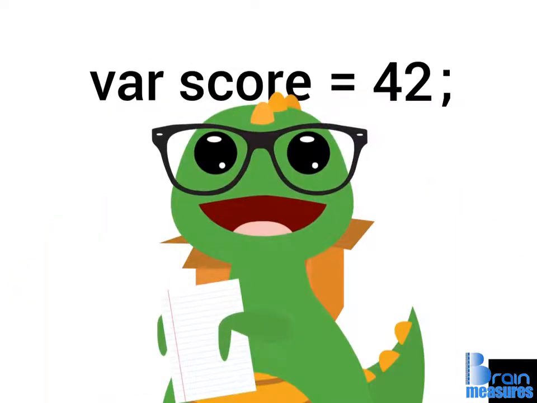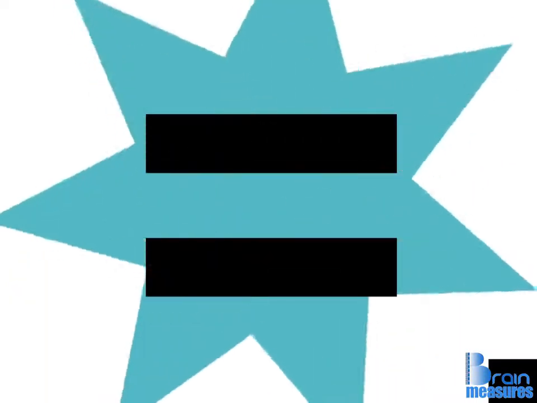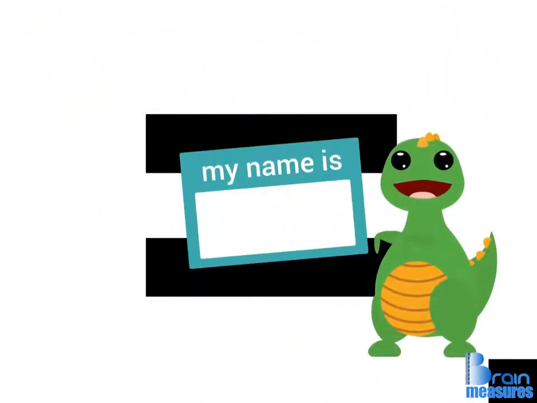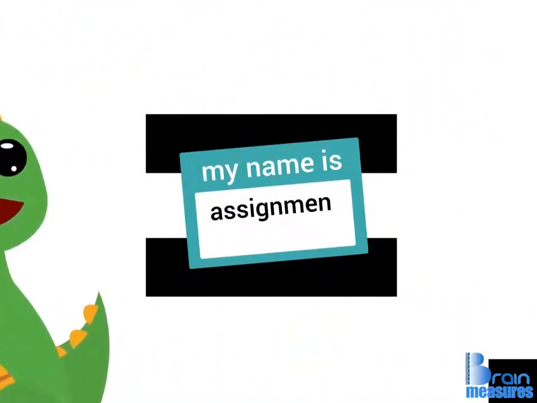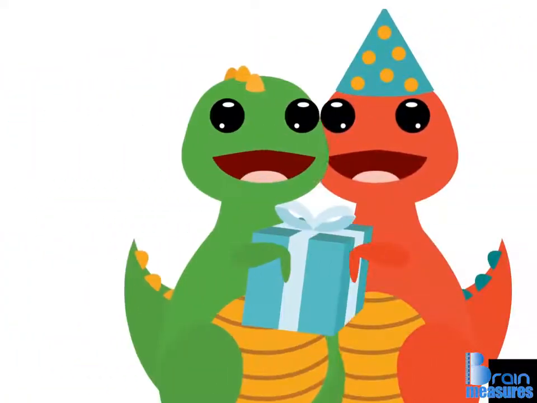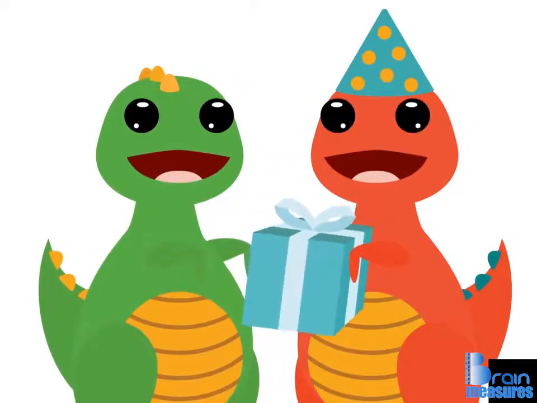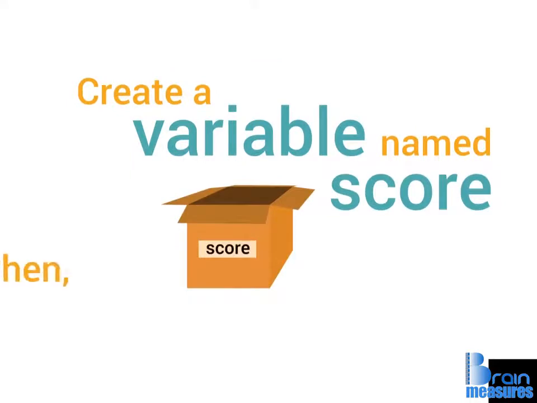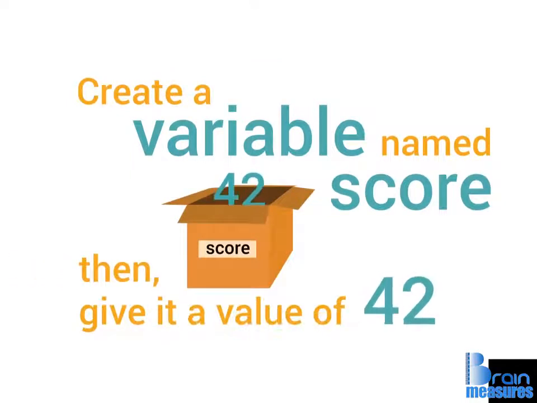The second part of the instruction starts with the equal symbol. In fact, the equal symbol has a special name in programming. We call it the assignment operator because it's used to assign a value to the variable. Assigning is another way to say to give. Therefore, this whole instruction means create a variable named score, then give it a value of 42.